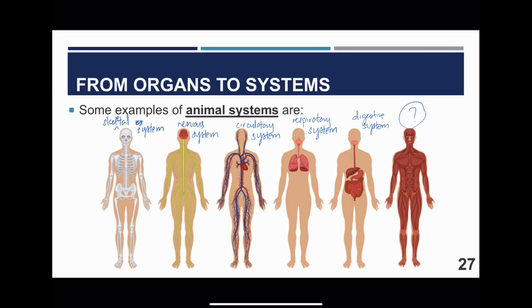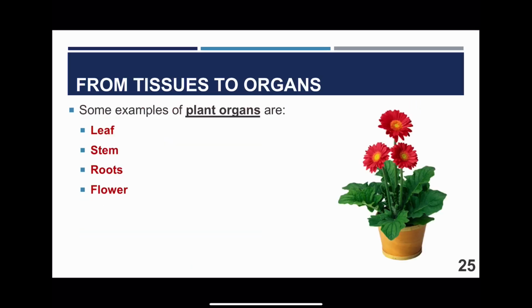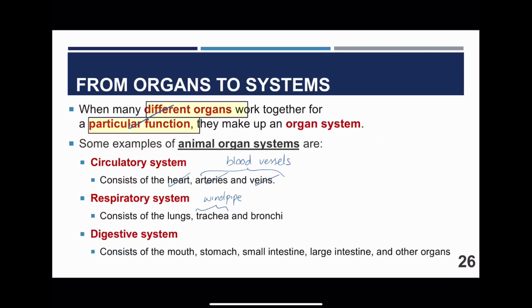Now, what about plants? Just now we mentioned that in plants the organs are leaves, stems, roots, flowers. So try to imagine when you group some of these organs together, are they able to serve a certain function? For example, do the stem and roots work together for a specific function, where they need to collaborate for it to work in a plant?